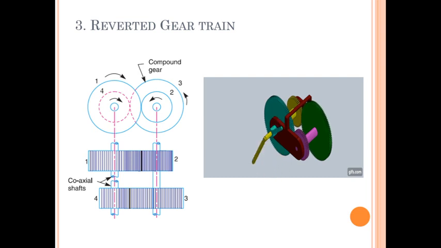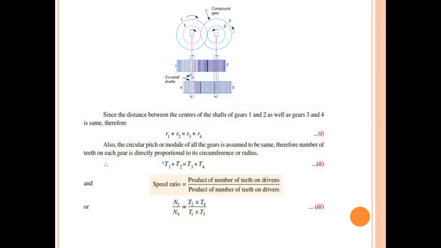Now, one more interesting thing regarding the reverted gear train we can see is the distance between the centers of the shafts of gears 1 and 2 as well as between gears 3 and 4. Observe carefully the distance between these shafts.